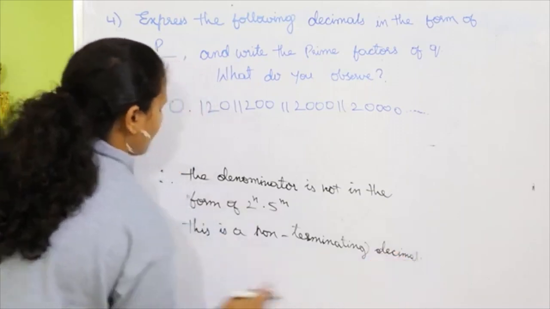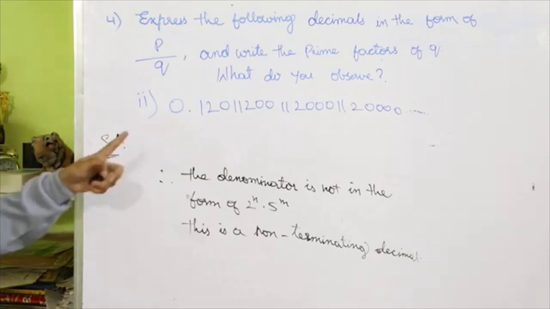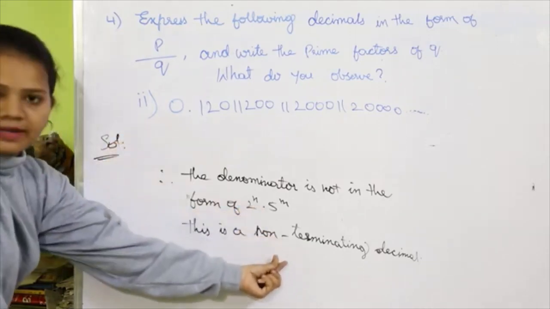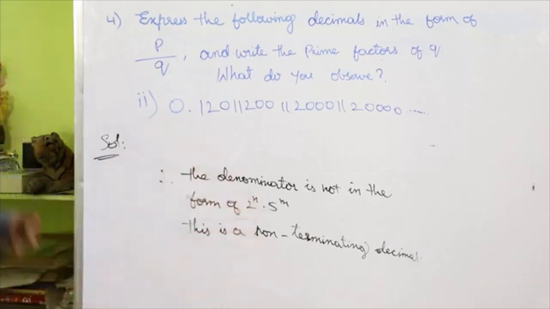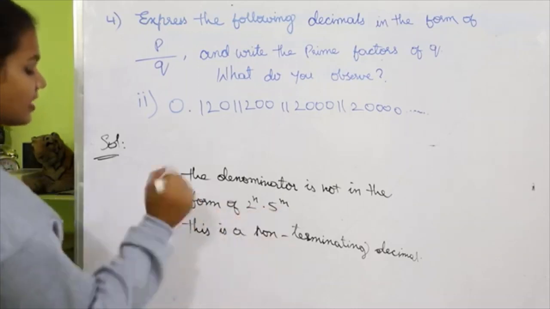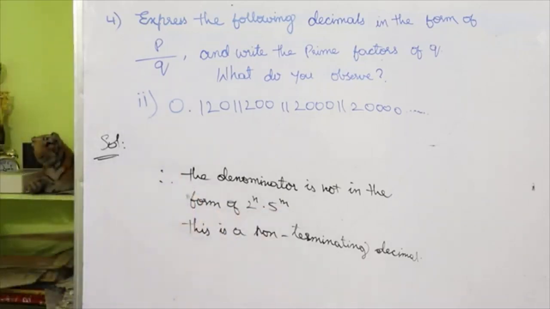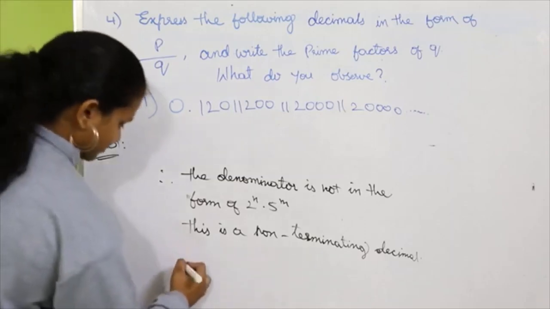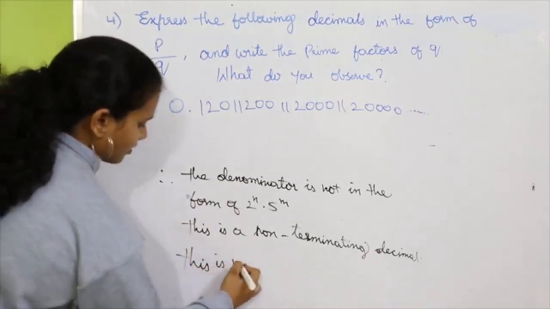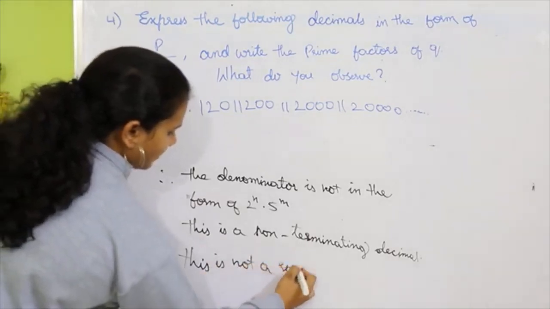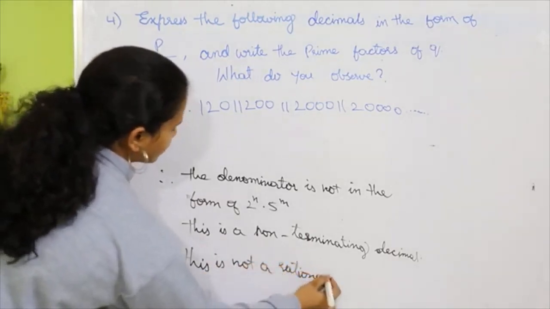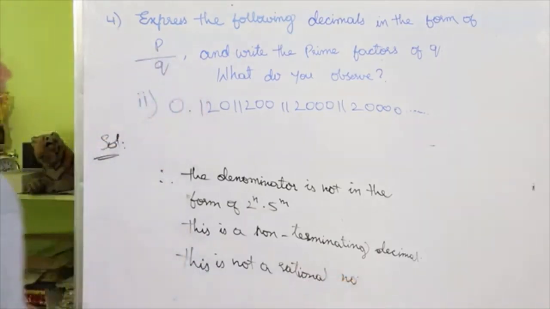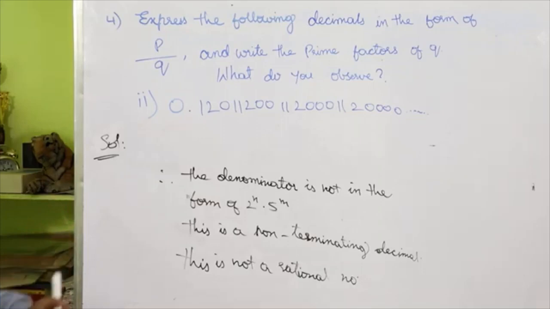If the denominator is not in the form of 2 power n into 5 power n, then this definitely would become a non-terminating decimal, right? We are learning this from many examples, like from 1.3 itself. And the third statement is that this is not a rational number. If this is not a rational number, then it would become what? An irrational number. Clear? Hope you understood.